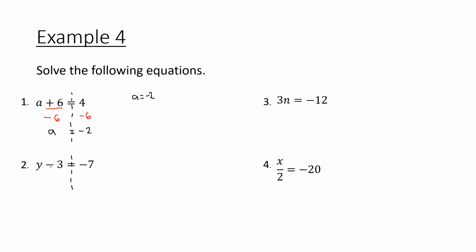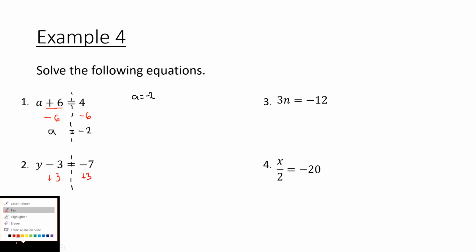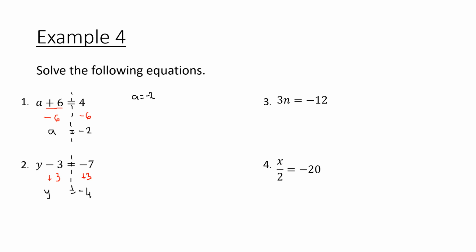So we have to get rid of that minus 3 at the moment because we need to leave y on its own. So the opposite of minus 3 or take away 3 is plus 3. So we have to do plus 3 on both sides. So once we do plus 3 on both sides, we're left with y on its own on here equals minus 7 plus 3, which gives us an answer of minus 4.